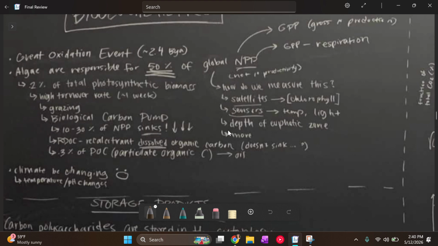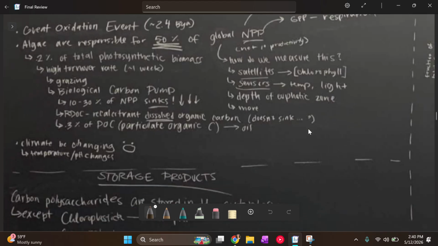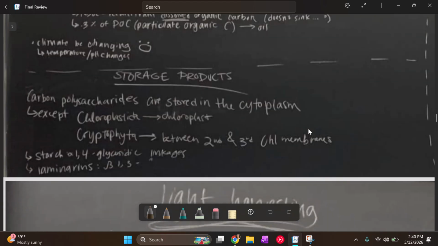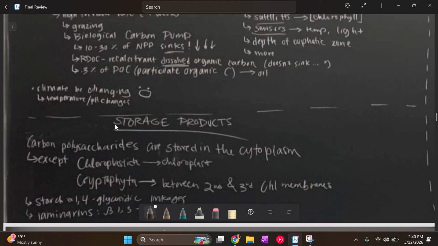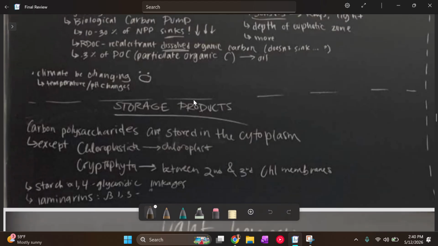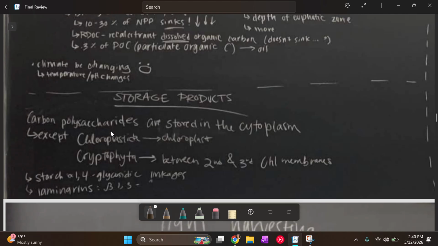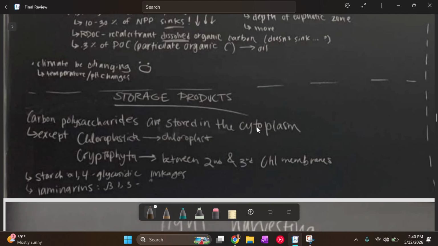And there's a bunch of ways you can measure this. You should probably memorize one or two just so you have something to say if this was on a quiz. I like satellites measuring chlorophyll concentration. I think it would be really silly if you said sensors detect the depth of the euphotic zone, because what even is that? Like, we know what it is, but come on. I just feel like that's a silly one. Climate changes. Boom. How do algae store stuff? They have carbon polysaccharides. I don't think this is that important of a question.